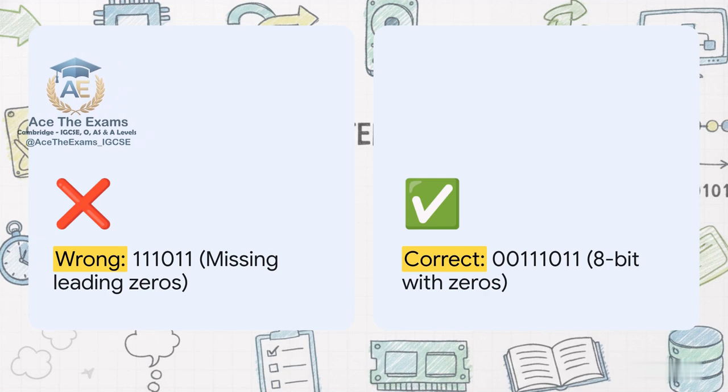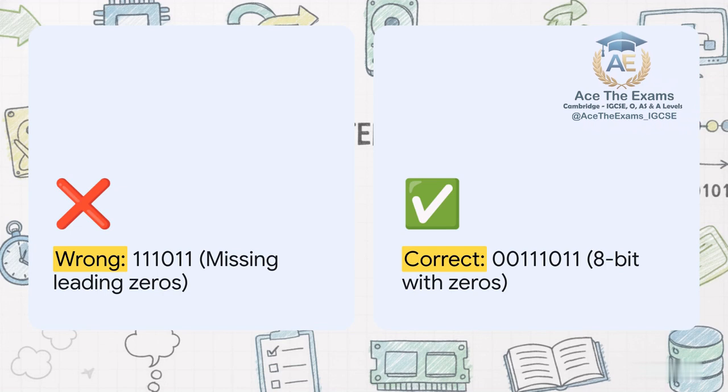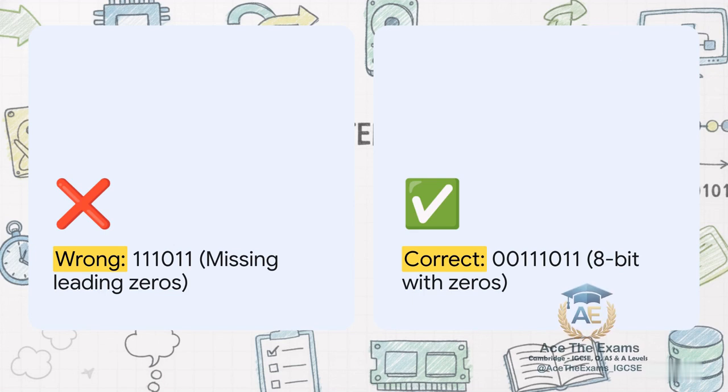The correct format, over on the right, is 00111011. It includes those 2 leading zeros to complete the full 8-bit requirement. Without them, the computer, and more importantly, the examiner, reads it as incomplete data. It is a tiny, tiny detail, but precision is literally the only currency that matters here.